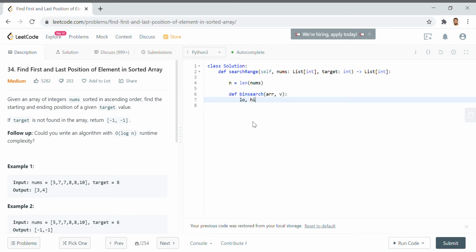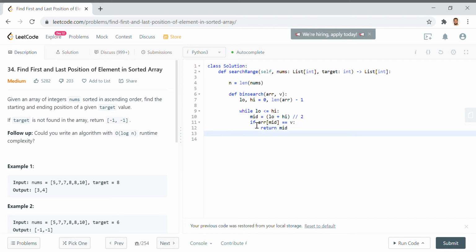The way that's going to work is: we have low and high equals 0 and len of r minus 1, and then we'll say while low is less than or equal to high, mid equals low plus high over 2, floor division, right? Then we say if r of mid equals v, then we have found our integer in that sorted array. We want to return mid.